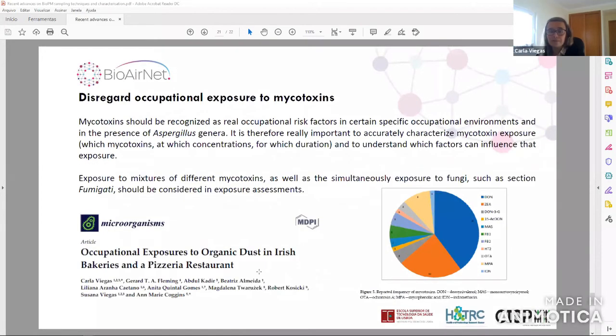And last but not least, we shouldn't disregard occupational exposure to mycotoxins. Mycotoxins should be recognized as a real occupational risk factor, being critical the need to accurately characterize mycotoxin exposure, which mycotoxins, at which concentration and for which duration, and to understand which factors can influence that exposure. In some specific cases, like in bakeries, the assessment of raw materials and settled dust should be considered as passive sampling methods.